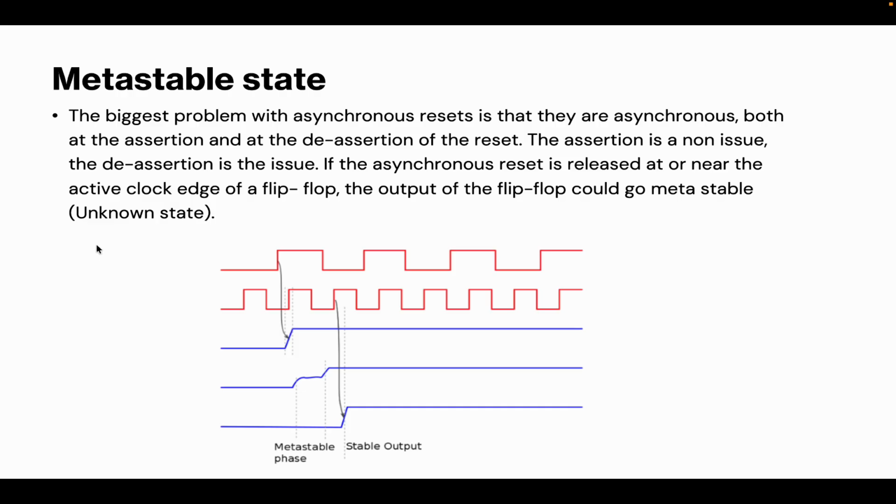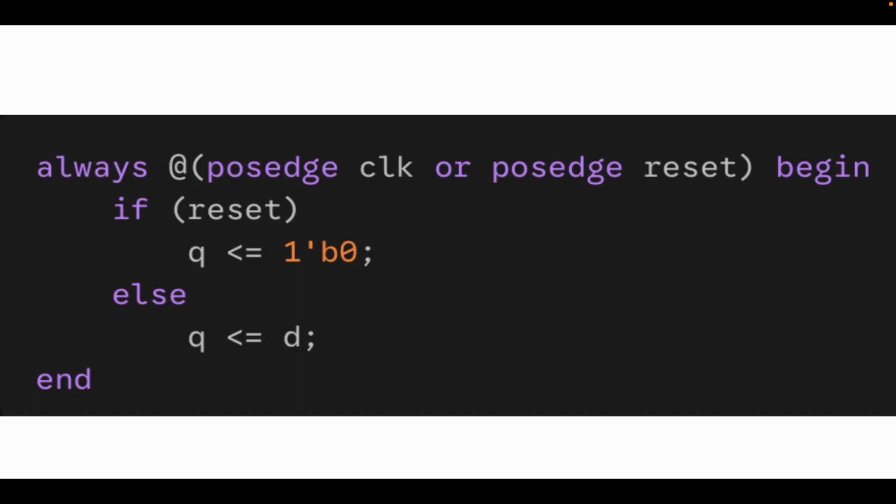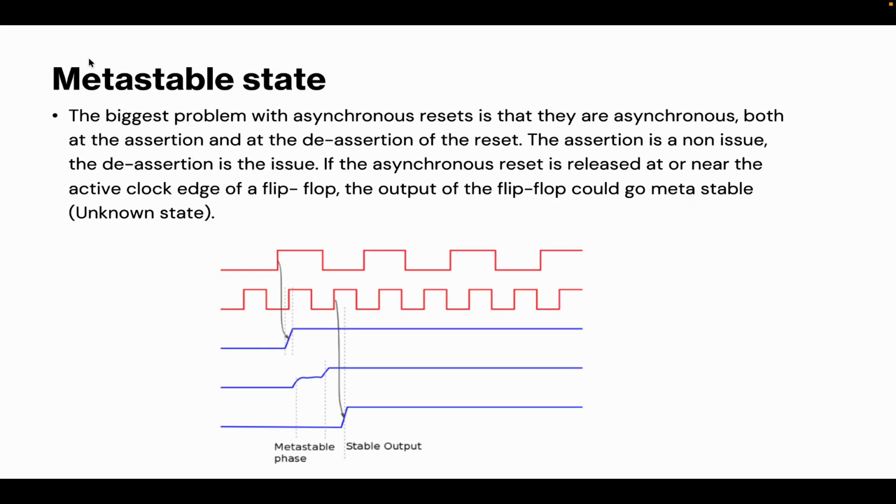Here we arrive at a problem in asynchronous reset. The biggest problem with asynchronous reset is that it is asynchronous at both the assertion and deassertion of the reset.